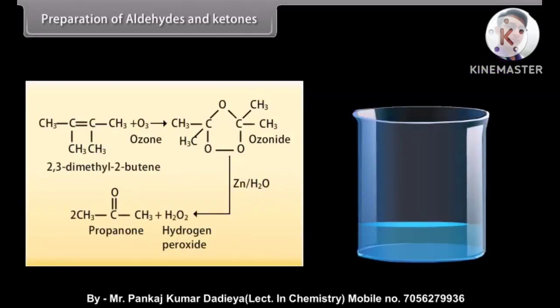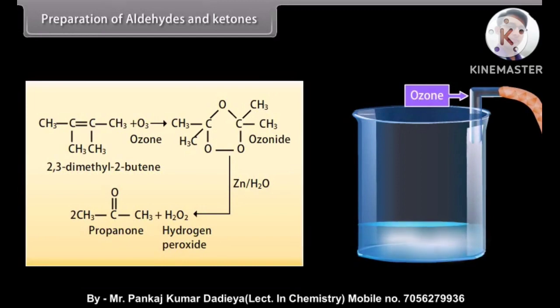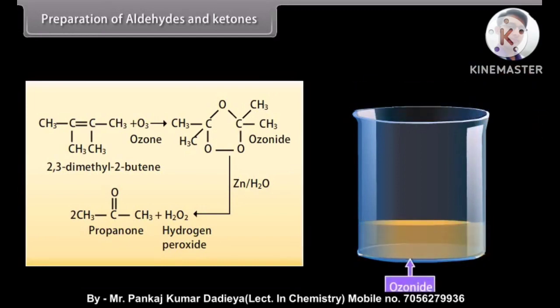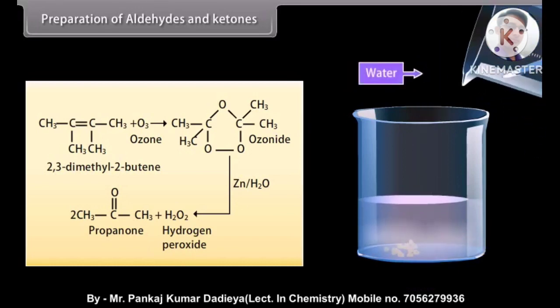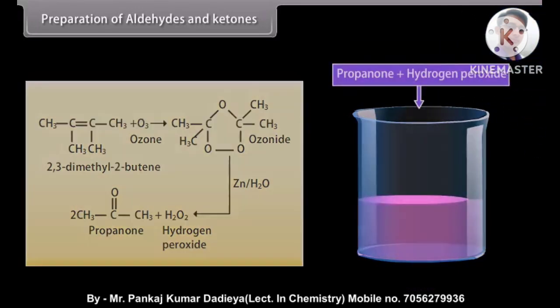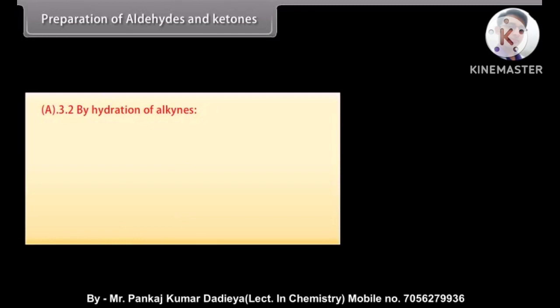Ozone gas reacts with 2,3-dimethyl-2-butene and forms an intermediate, that is ozonide, which is treated with zinc and water and forms propanone and hydrogen peroxide. By hydration of alkynes.